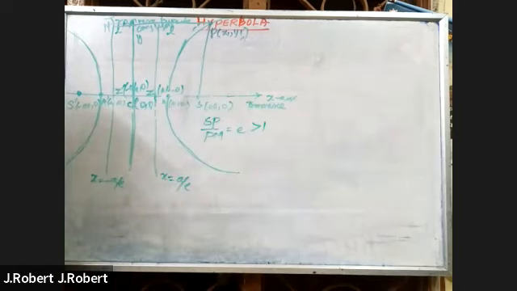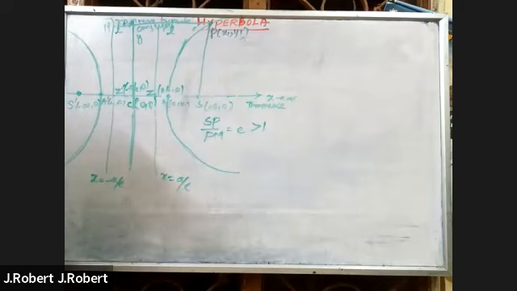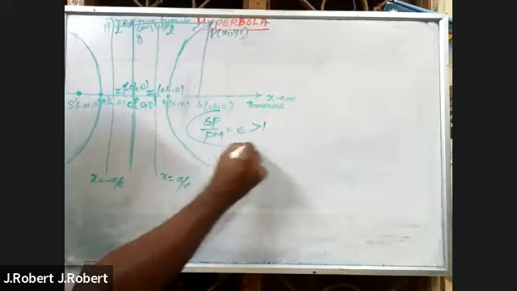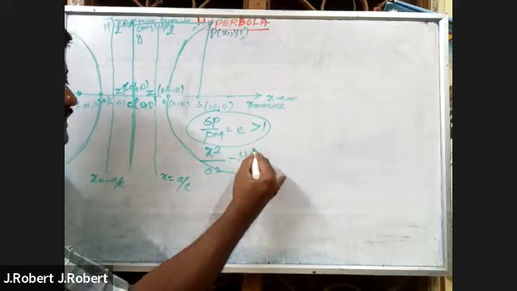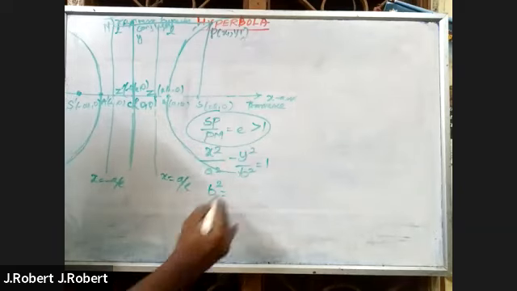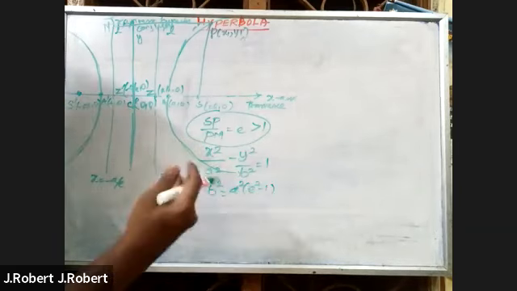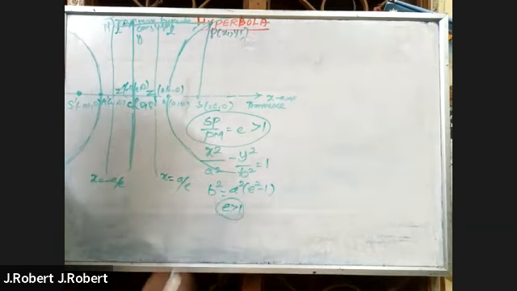For conics, for parabola E is equals to 1. For ellipse, E is less than 1. For hyperbola, your eccentricity is greater than 1. Then we can derive the standard equation of the hyperbola, called the transverse hyperbola. From SP by PM, we derive the standard equation, x square by a square minus y square by b square is equals to 1, where b square is equals to a square into e square minus 1. Whereas in ellipse, we write b square as a square into 1 minus e square. Here it is e square minus 1 because e is greater than 1.